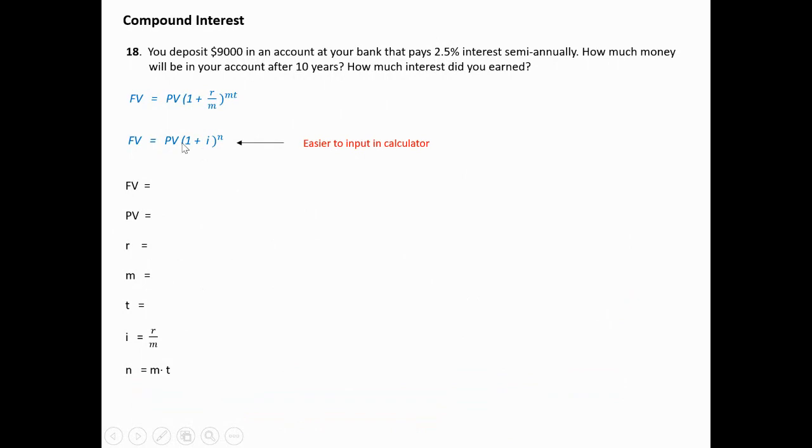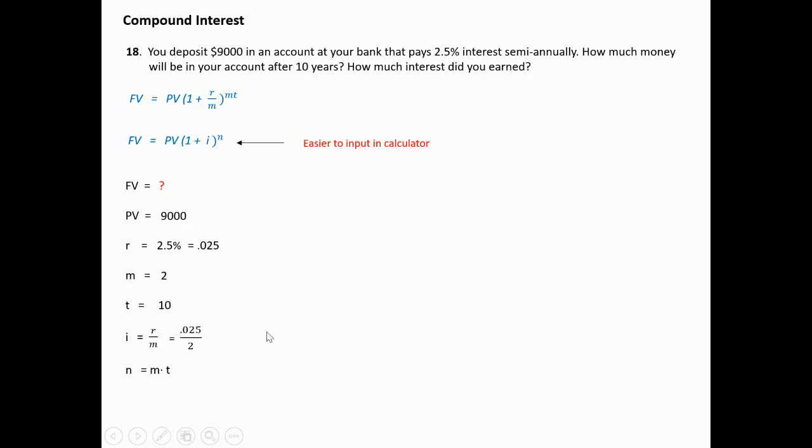So I'm going to find all these values: the FV, PV, R, M, T, I, and N. What are we looking for? How much money will be in the account after 10 years? So we're looking for the future value. The 9,000 is my present value. My interest rate is 2.5%, converted to decimal, 0.025. For M, the word is semi-annually, which is 2. The time is 10.